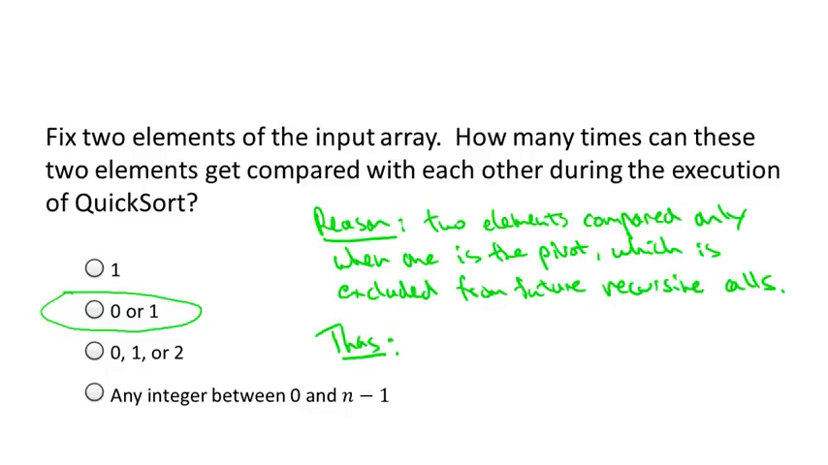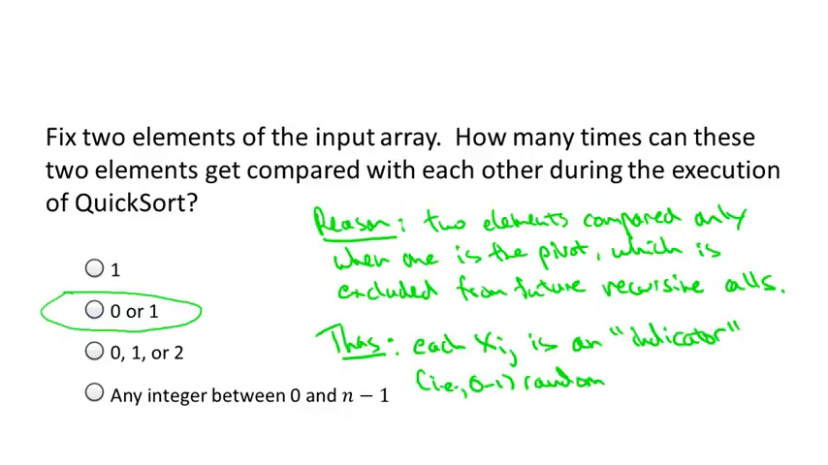So let me just remind you of some terminology. A random variable which can only take on the value 0 or 1 is often called an indicator random variable, because it's just indicating whether or not a certain thing happens. So in that terminology, each xij is indicating whether or not the ith smallest element in the array and the jth smallest element in the array ever get compared. It can't happen more than once. It may or may not happen, and xij is 1 precisely when it happens. So that's the event that it's indicating.